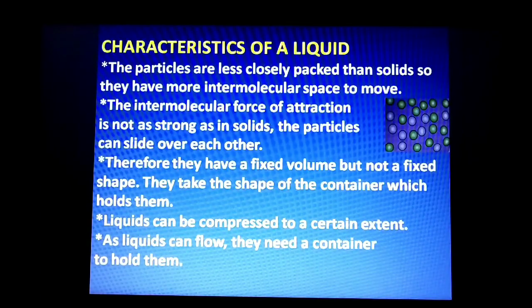Next, we come to characteristics of a liquid. The particles are less closely packed than solids, so they have more intermolecular space to move. The intermolecular force of attraction is not as strong as in solids. The particles can slide over each other. Therefore, they have a fixed volume but not a fixed shape.